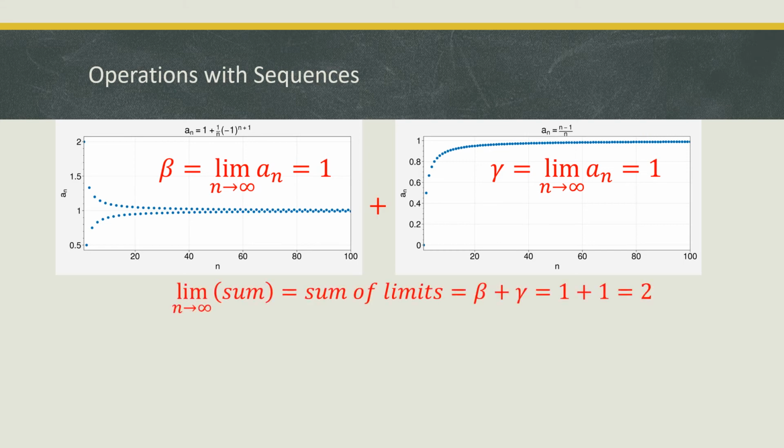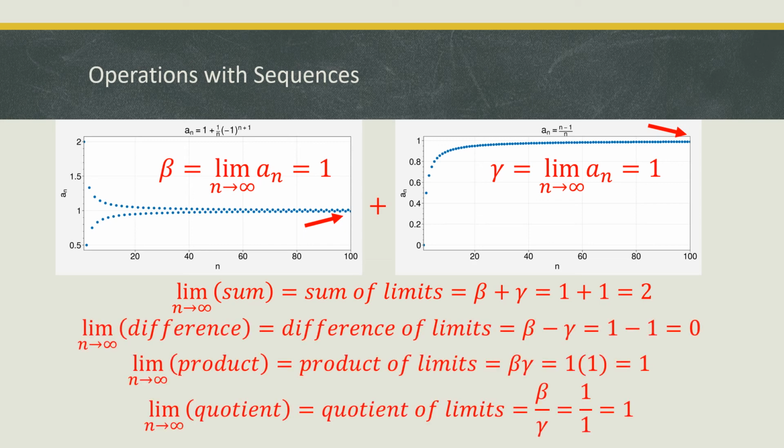This makes sense because to find the limit of the new sequence, we only need to think about what happens as n gets very large. Because the left sequence becomes closer and closer to 1, and the right sequence gets closer and closer to 1, it would make sense that the limit of their sum will also be the sum of their limits, which is 2. In fact, we can generalize this for all other arithmetic operations.